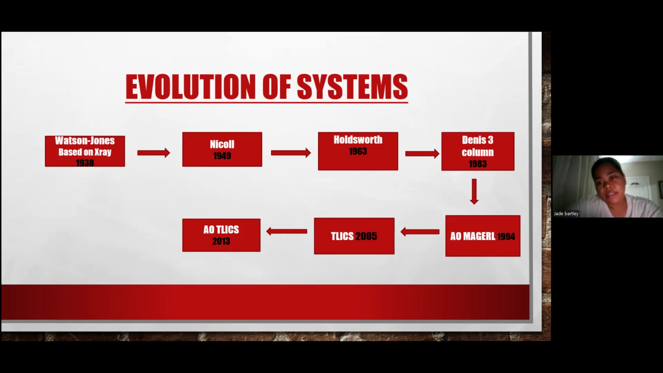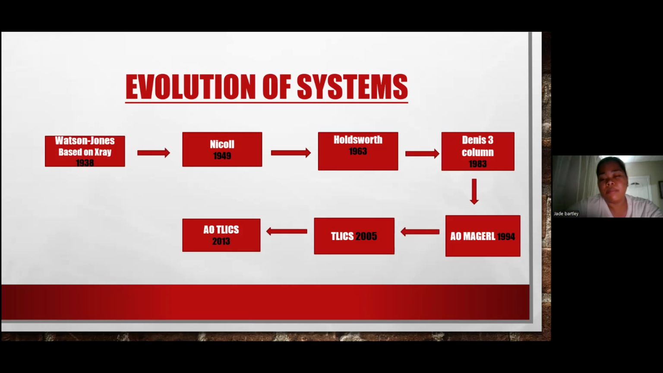Moving on from the Denis classification system. However, this was very complex, had a lot of inter-observer variability, was not really reliable, and it had multiple subtypes, which many physicians, spine surgeons and non-spine surgeons, had difficulty using. And so the Spine Trauma Study Group in 2005 came up with the TLICS classification.